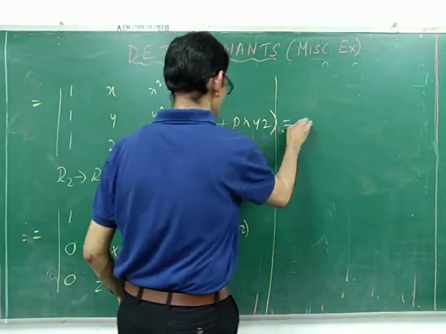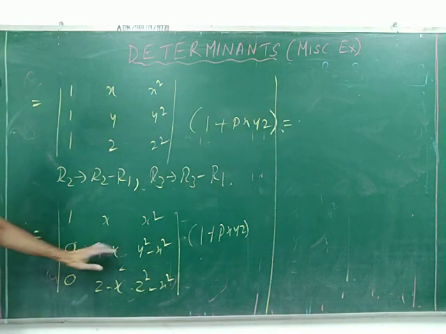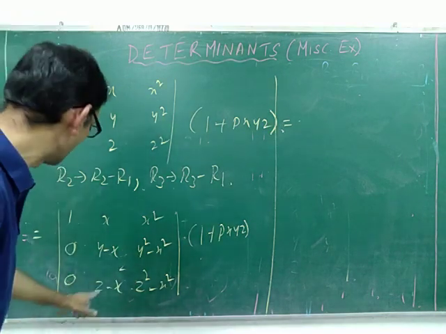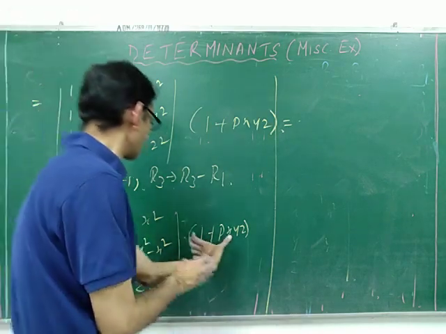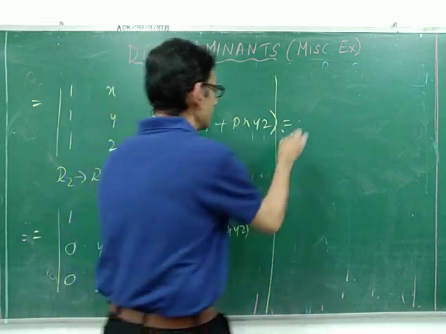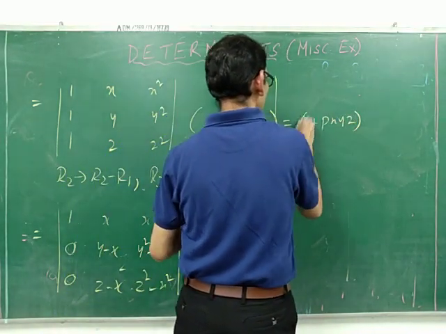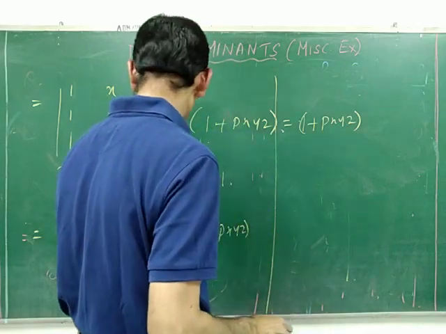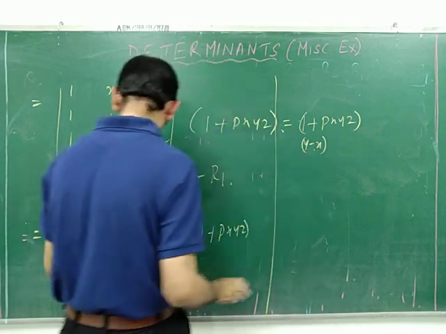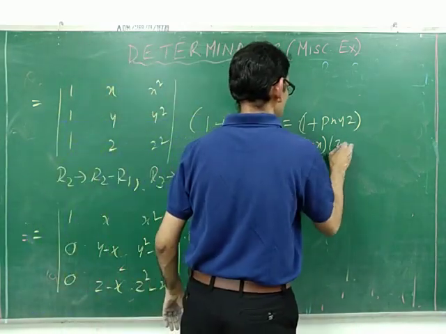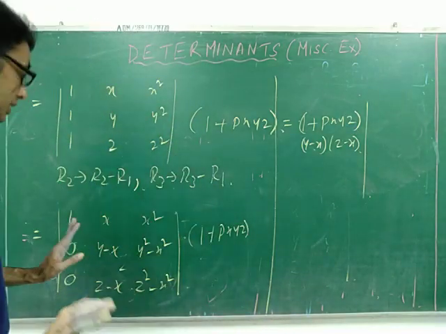What is the next step? From the second row, what can you take common? y minus x, as you have done in the previous questions. And from the third row, what can you take common? z minus x. So already 1 plus p x y z is there. We'll just write this one, 1 plus p x y z. And you can take y minus x common. Apart from that you can take z minus x common. After taking all common, what will be left out? What is that left out determinant?